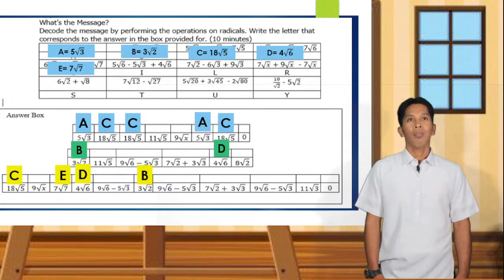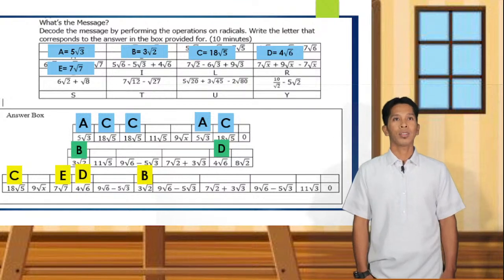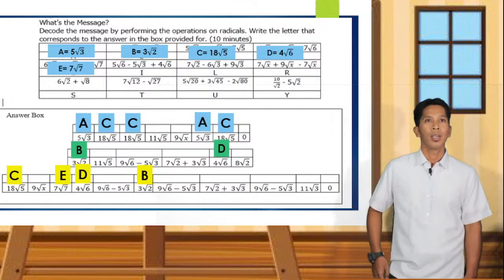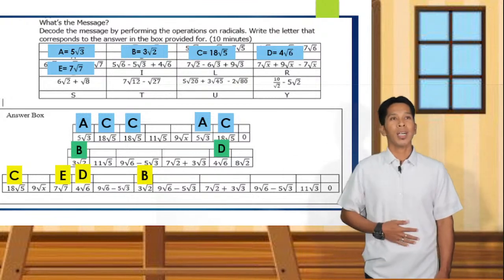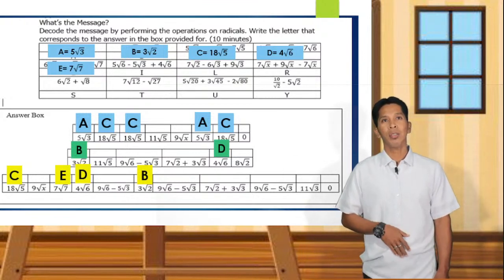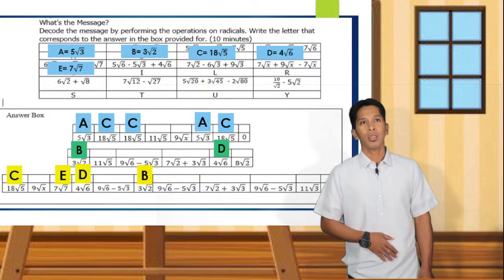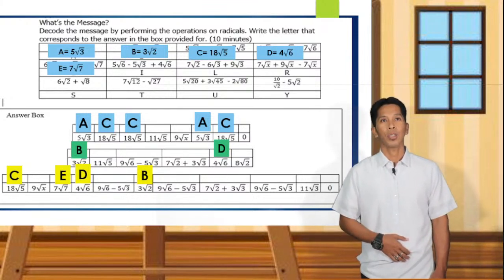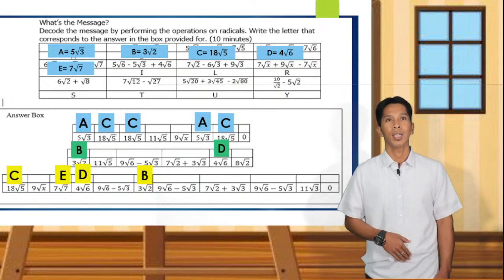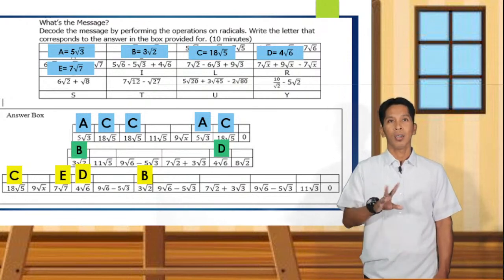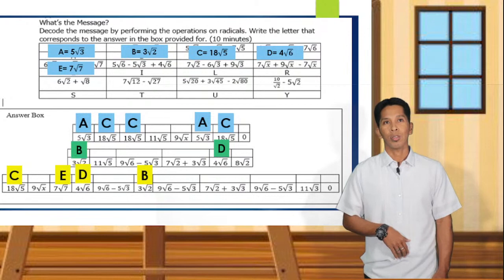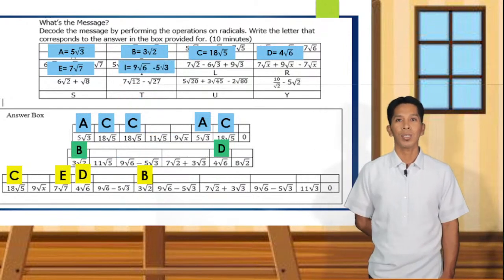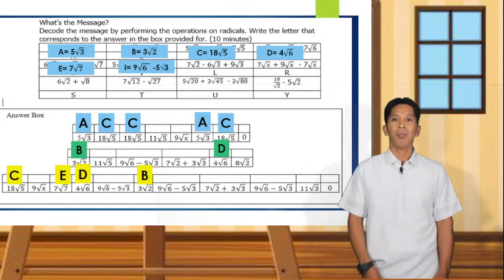Next, 5 square root of 6 minus 5 square root of 3 plus 4 square root of 6. So you can combine the two similar radicals. What are the two similar radicals here? Yes, they are 5 square root of 6 and 4 square root of 6. So we combine them first. That will give us 9 square root of 6, and then we just copy 5 square root of 3. It is 9 square root of 6 minus 5 square root of 3. So all of this will become letter I.